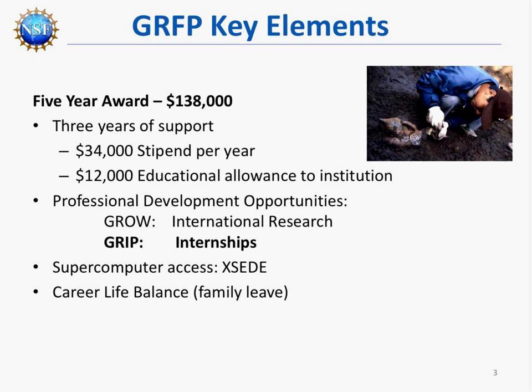A key element which I would like to mention is that the GRFP award is a 5-year award which includes $138,000. During the 5 years, there are 3 years of support included. Per year, the awardee, the GRFP fellow, would receive $34,000, and the institution where the fellow conducts his or her research will receive $12,000 per year.